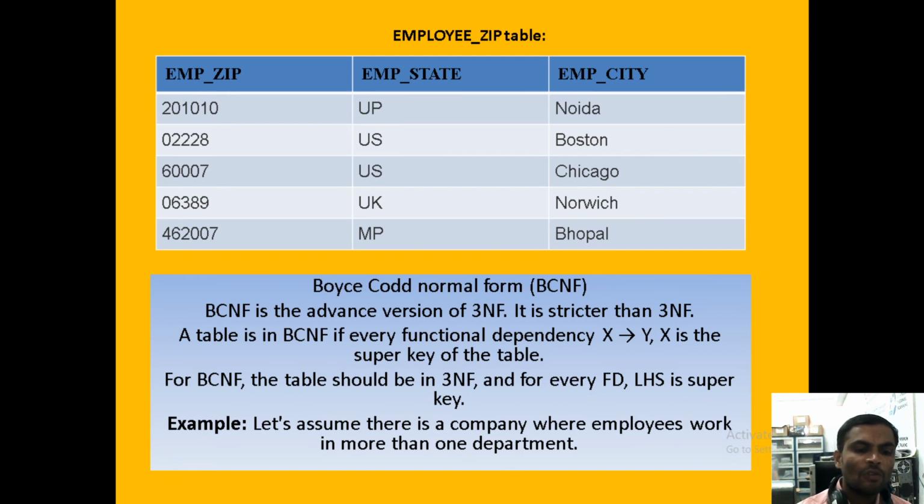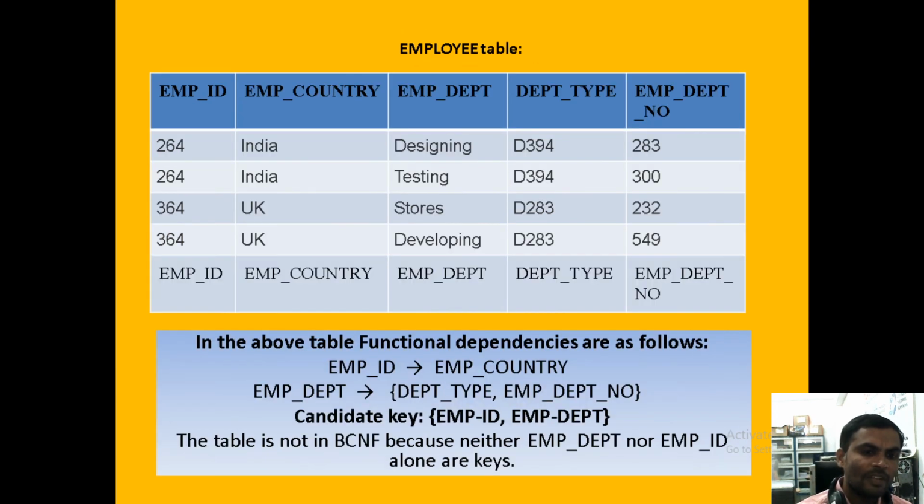For example, take a company, where employees work in more than one department. Under the employees we have department designations: testing, stores, developing, and so on. The table has employee ID, employee country, employee department, department type, department number. Now, if the same attribute is given as a constraint, it will not work. Here we made a mistake.